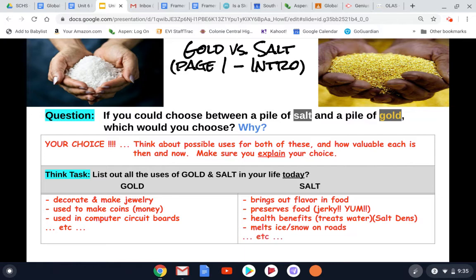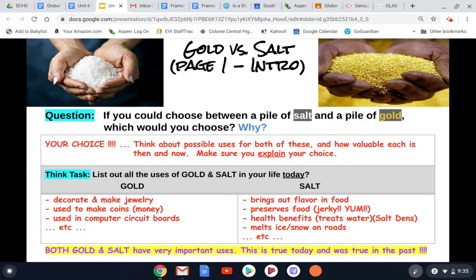So my point with this is that both gold and salt have very important uses, both today and even back in time, which we'll see a little bit more of, what they were used for back in the Middle Ages. So this is true today and in the past, that both gold and salt are highly valuable items, and we'll see how they are traded and how this impacts the civilizations of Western Africa.